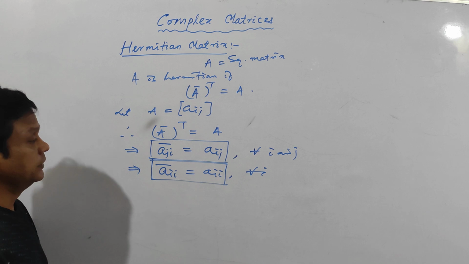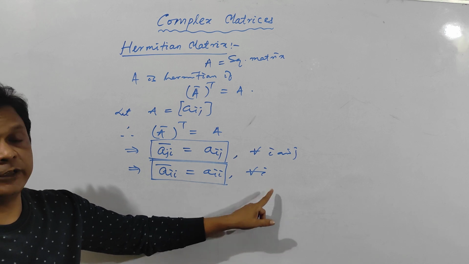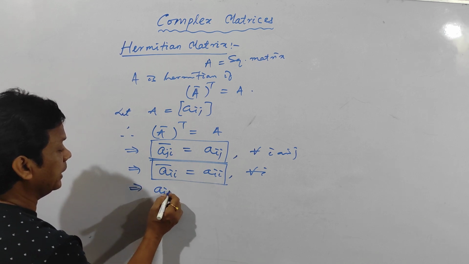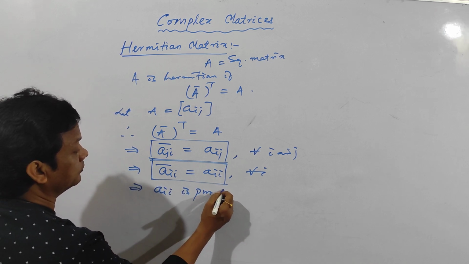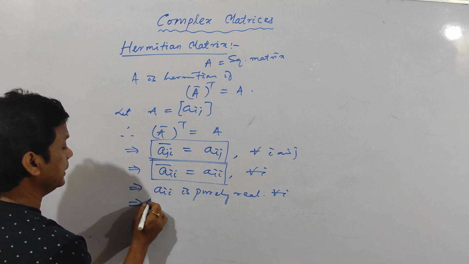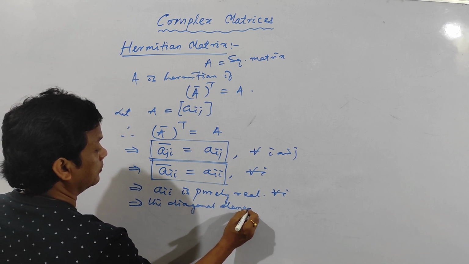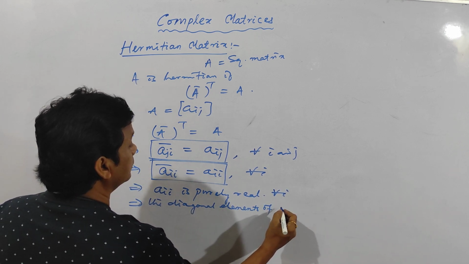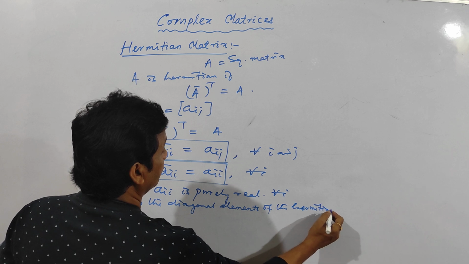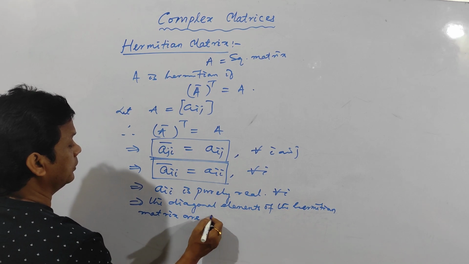That means Aii are the diagonal elements. And already I have told you Z bar is equal to Z is possible if Z is purely real. That means Aii is purely real for all i. That means the diagonal elements of the Hermitian matrix are purely real.